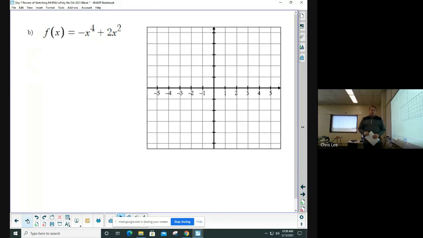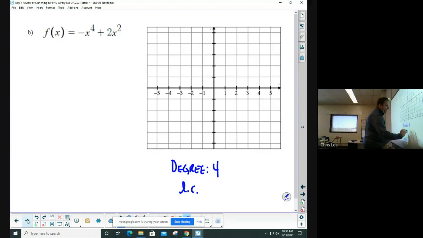Again, another polynomial, but it looks a little bit different. This is negative x to the power of 4 plus 2x squared. So this time, the degree, anybody, degree is? 4. Yep. And the leading coefficient? Negative. Yes. So we see we've got a -1 in front of this, and so it's negative.